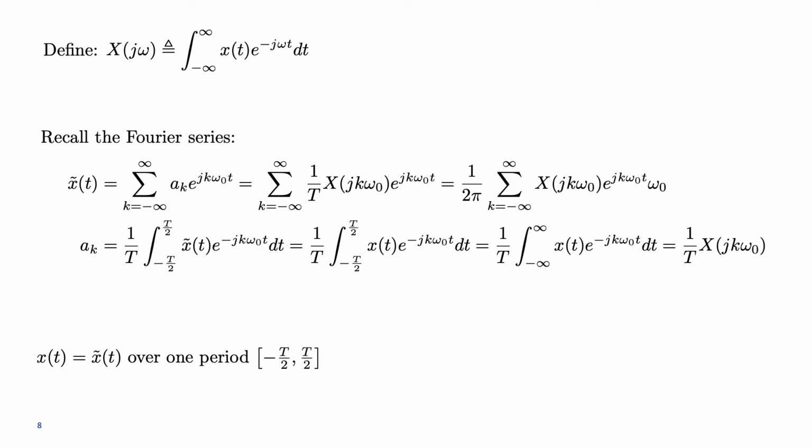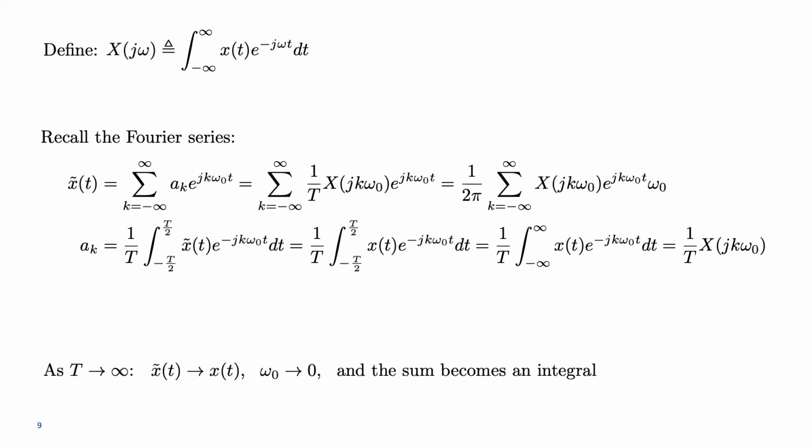Great. So now we have come up with an expression for x tilde of t and an expression for the coefficients a_k. But what we're interested in is a representation for the original signal x of t. x tilde of t was a periodic version of x of t that we artificially constructed. But notice that as T goes to infinity, so as the period goes to infinity, as the replicas in x tilde get pushed away from one another, x tilde converges to x of t.